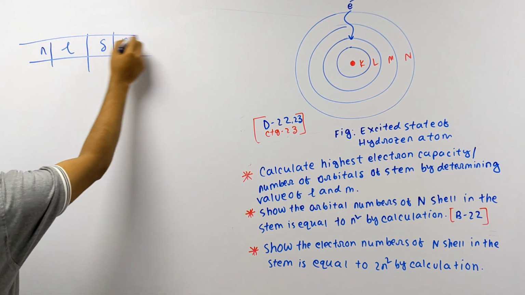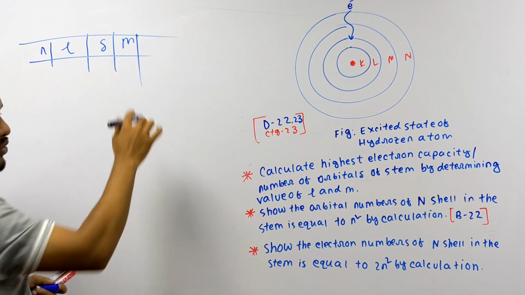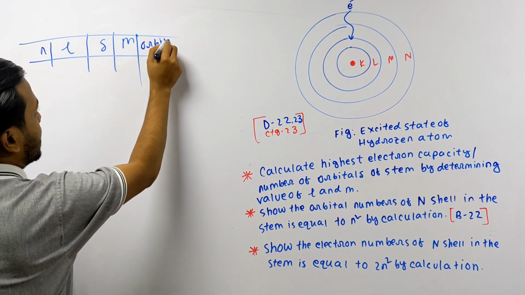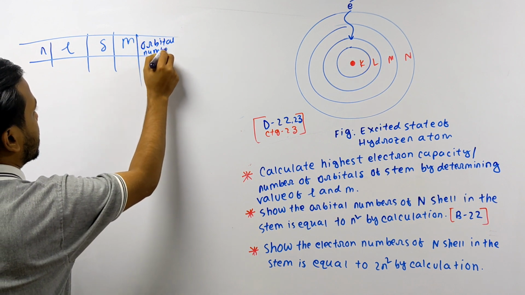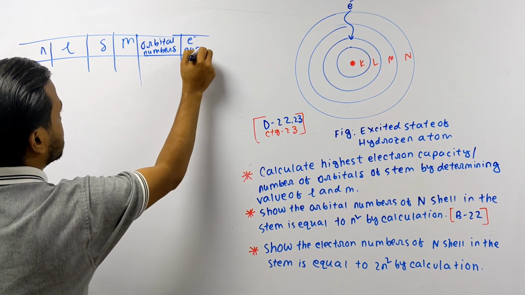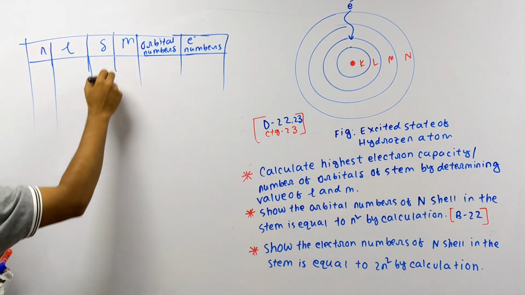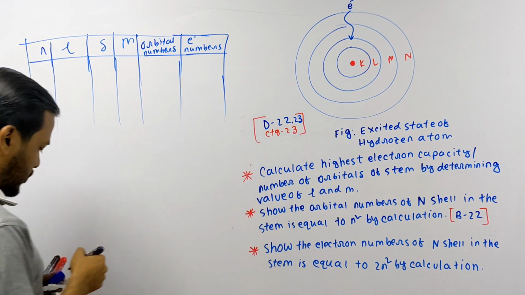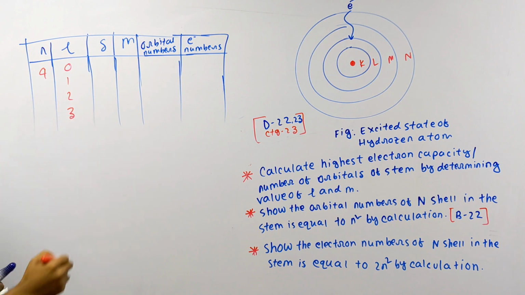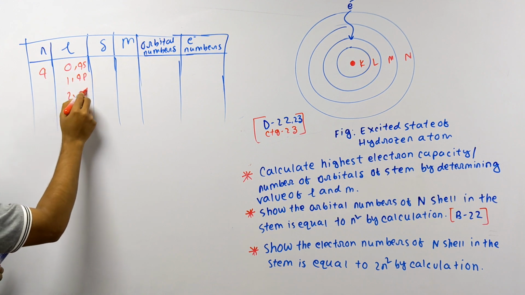Now, we have orbital numbers and electron numbers. For n equal to 4, l should be 0, 1, 2, 3, that is 0 to n minus 1. So these are 4s, 4p, 4d, and 4f.